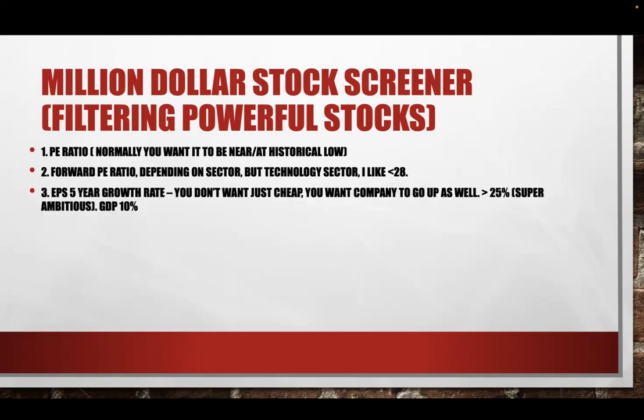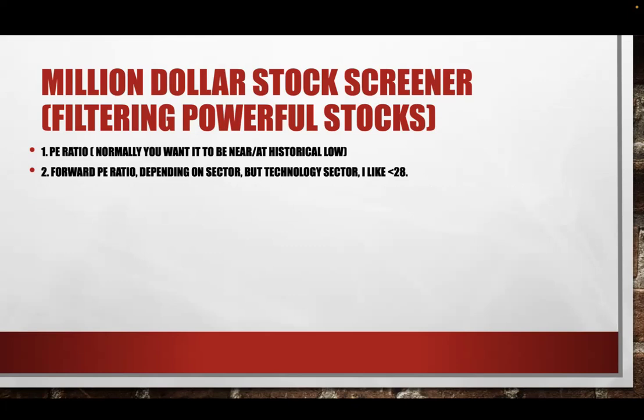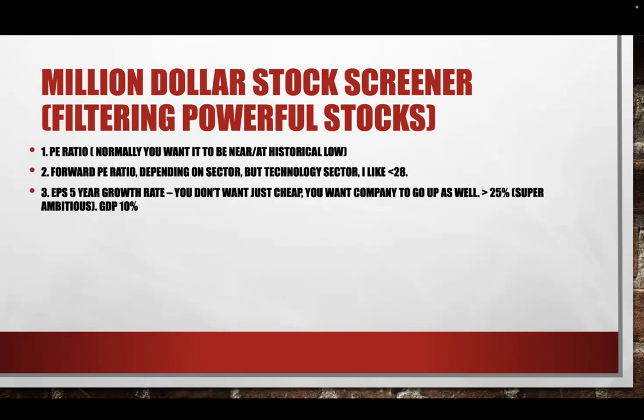Next one: the EPS 5-year growth rate. Because we do not want just something that is cheap. You want the company to go up as well. Do you understand? You want the company to have growth. There are a lot of companies that are really, really cheap in the world, people selling at a really, really low price, but they're not growing. So what's the point?